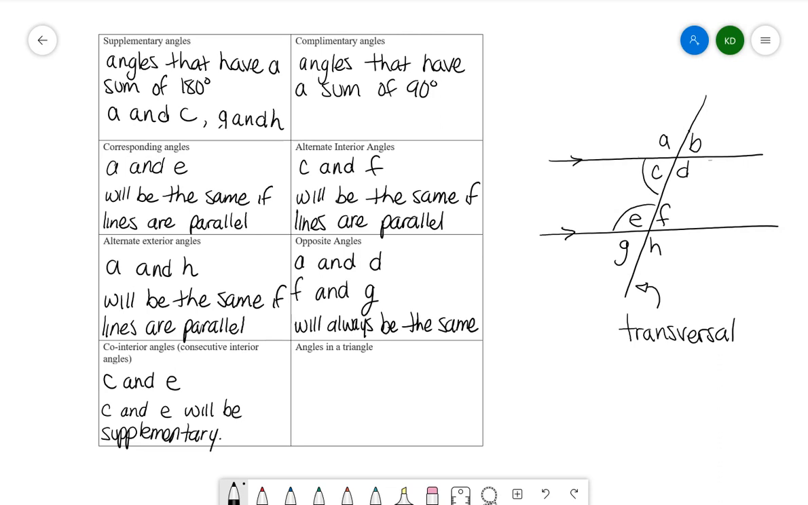Last thing to talk about here is not really to do with parallel lines and transversals directly from the picture I have here, but what we always want to remember is that angles in a triangle will always have a sum of 180 degrees. Knowing this property will help us with some of the word problems.